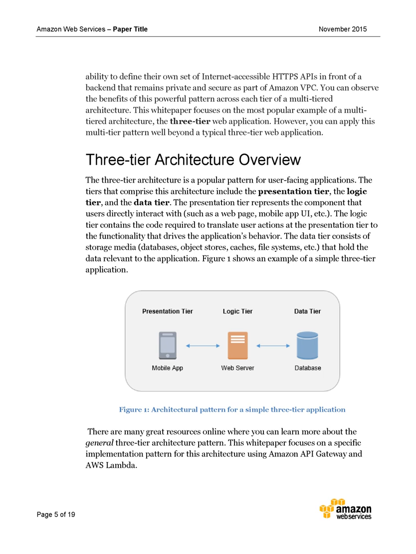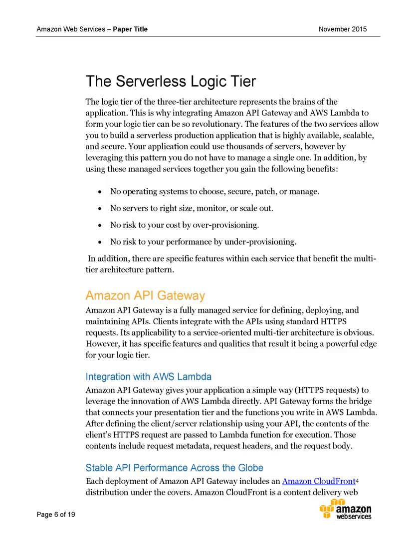There are many great resources online where you can learn more about the general 3-tier architecture pattern. This white paper focuses on a specific implementation pattern for this architecture using Amazon API Gateway and AWS Lambda. The serverless logic tier. The logic tier of the 3-tier architecture represents the brains of the application. This is why integrating Amazon API Gateway and AWS Lambda to form your logic tier can be so revolutionary.